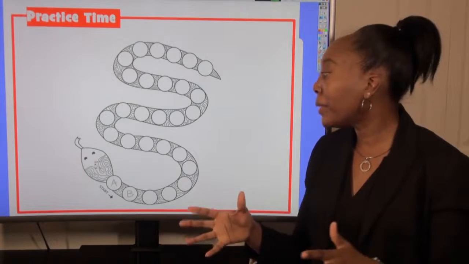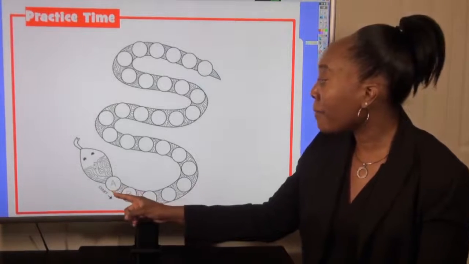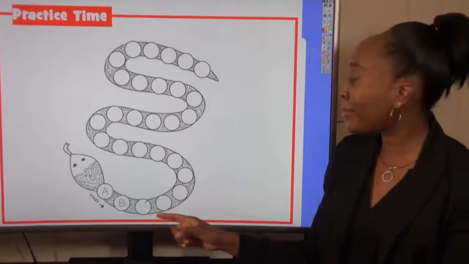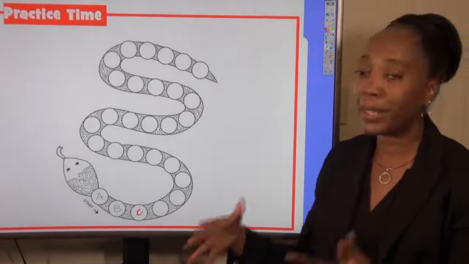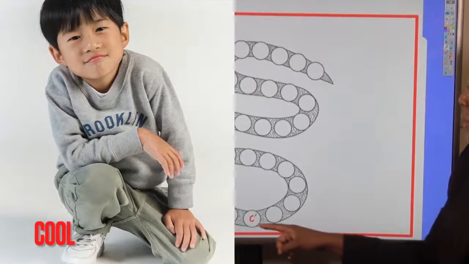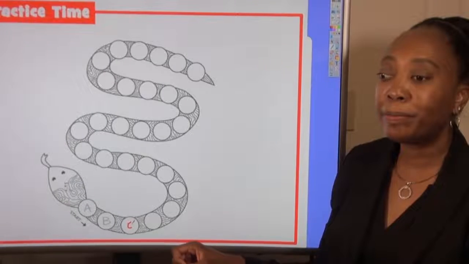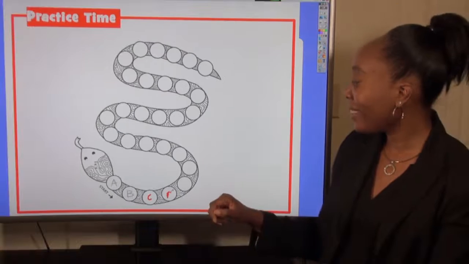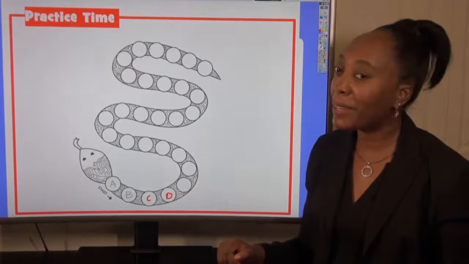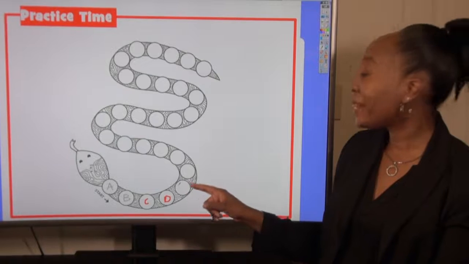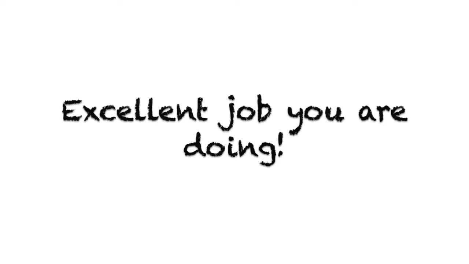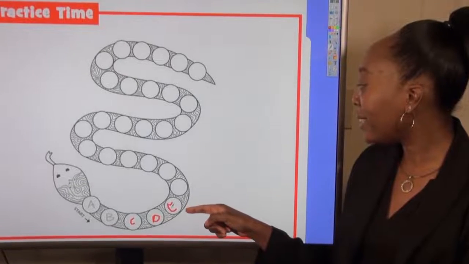So follow along. We have our letter A. We have our letter B. What do you think is going to be next? That's right, letter C. C for cool. And then after letter C, what are we going to have? Letter D. Let's put a letter D here. And after letter D, come on, you got this. What do we have? Letter E. After letter E for excellent, nice and easy.